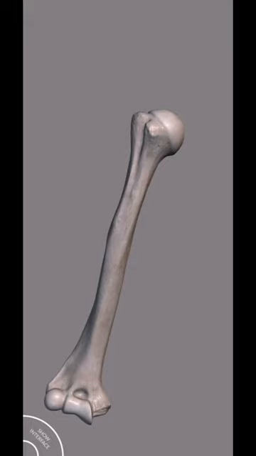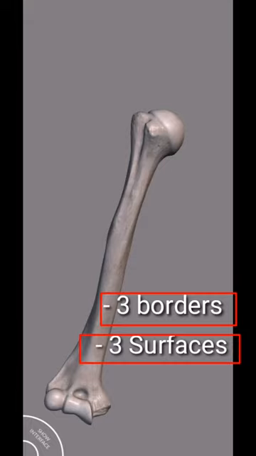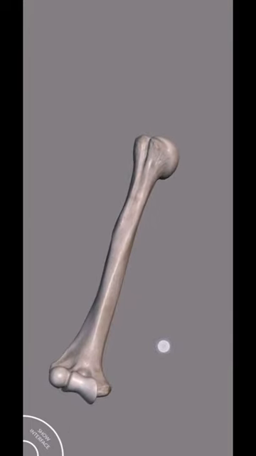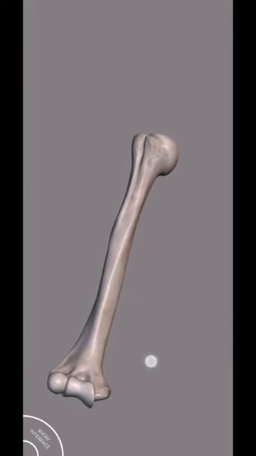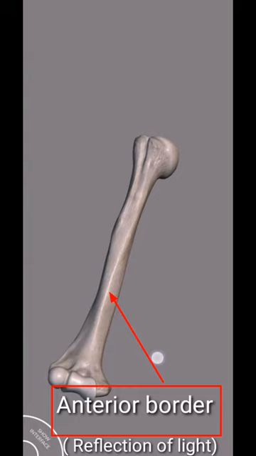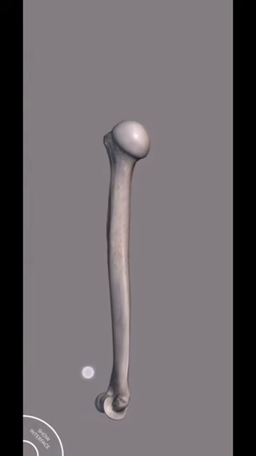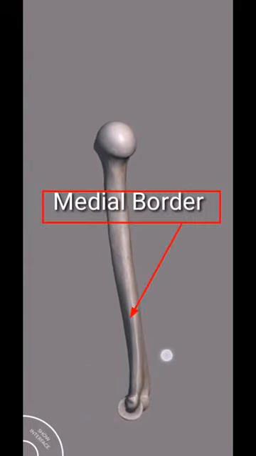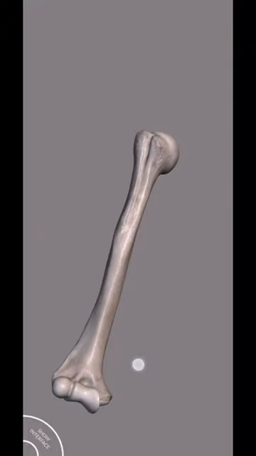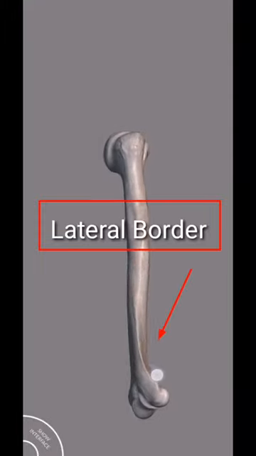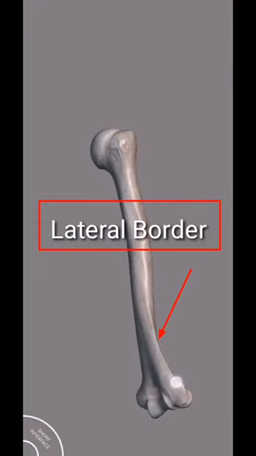Now let's come to the shaft of the humerus. On the shaft of the humerus, we have three borders and three surfaces. Beginning with the borders. This is the anterior border. This is the medial border. This is the lateral border.